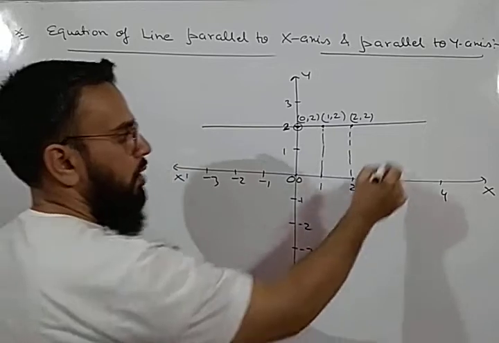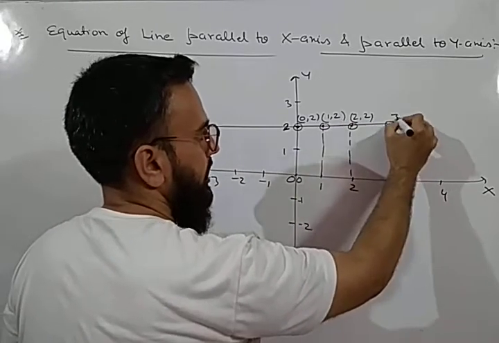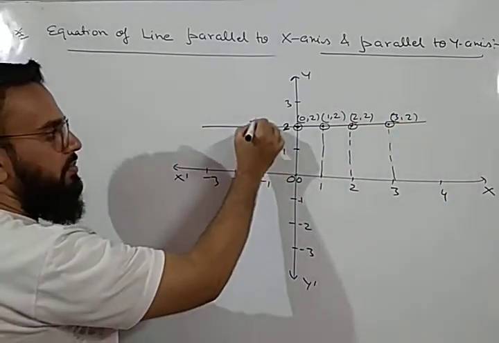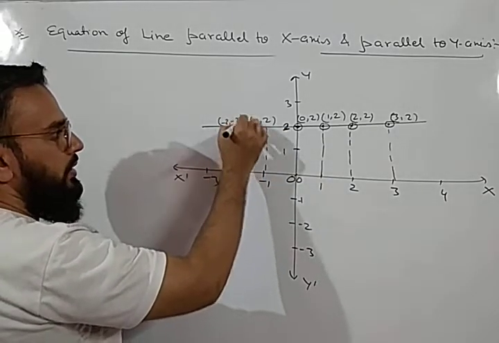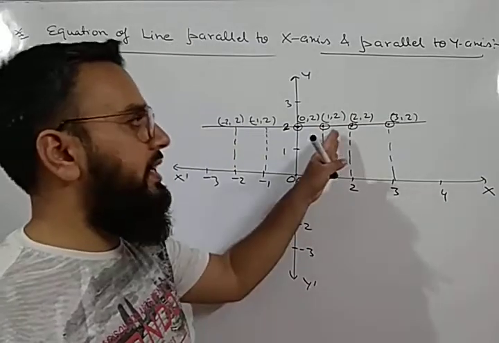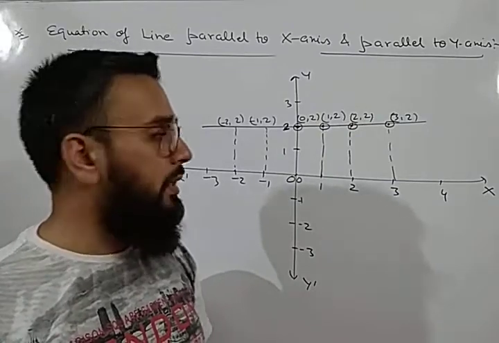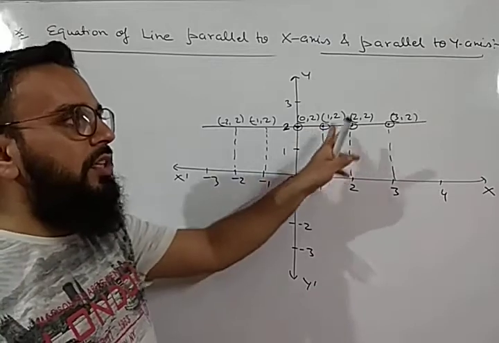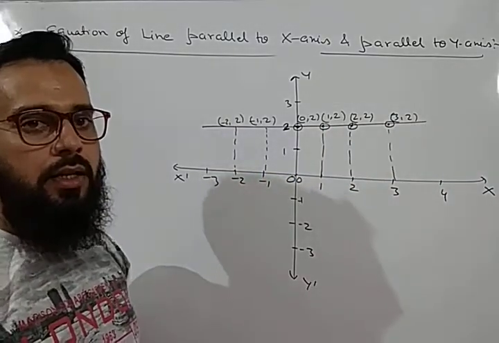1, 2, 2, 2. Similarly, this point will be 3, 2, and so on. On the negative axis also, it will be minus 1, 2, then minus 2, 2, and so on. So these will be the ordered pairs, or the coordinates of points, on this particular line. We have found the ordered pairs of this particular line which is parallel to the x-axis.